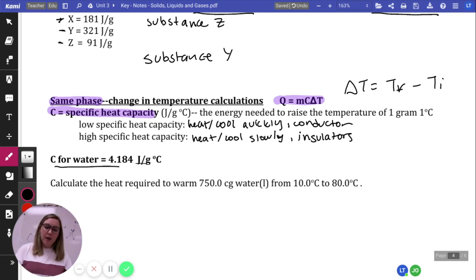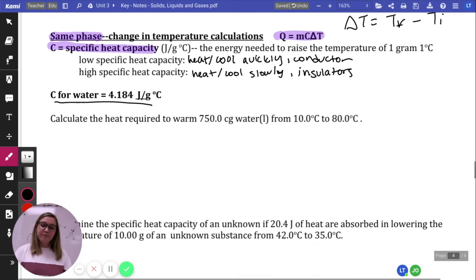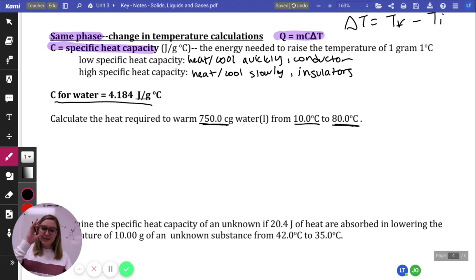The specific heat for water is 4.184 joules per gram degree Celsius. Now, that is liquid water, and water does have a different specific heat when it is a solid and when it is a gas. All right. So for our first question, it says, calculate the heat required to warm 750.0 centigrams of water from 10 degrees Celsius to 80 degrees Celsius.